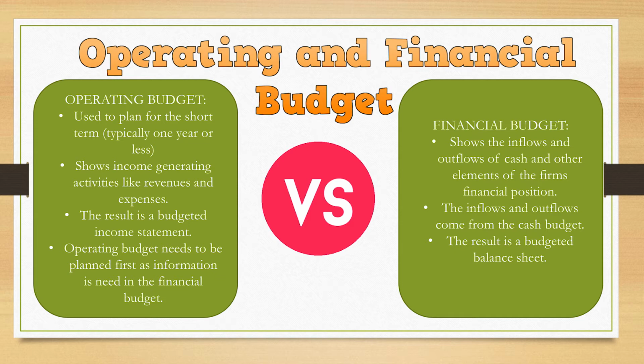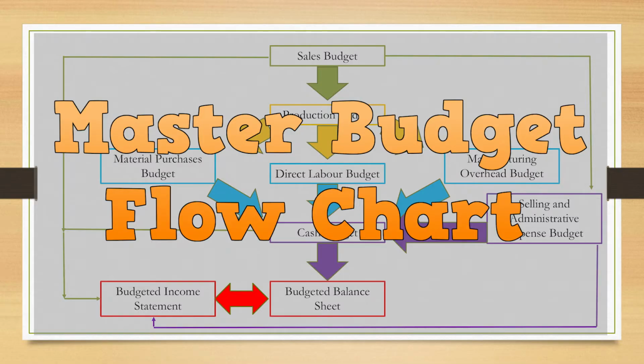Then there is the financial budget. The financial budget shows the inflows and outflows of cash and other elements relating to the firm's financial position. That inflow and outflow comes from the cash budget. The result of a financial budget is a budgeted balance sheet. By now, we should have a slight understanding of what the master budget is.